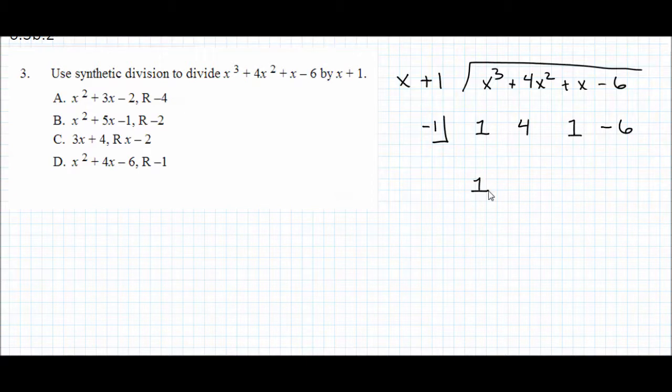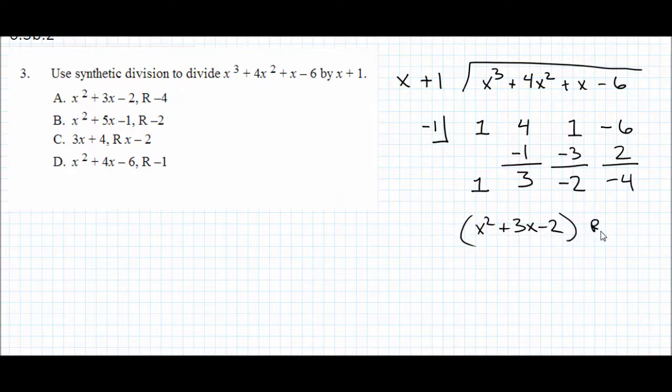So we drop down the first term. Negative 1 times 1 is negative 1. Add those together, it's positive 3. Positive 3 times negative 1 is negative 3. 1 plus negative 3 is negative 2. Negative 1 times negative 2 is a positive 2, so that's negative 4. So let's rewrite it. So it'd be basically x squared plus 3x minus 2 with the remainder of negative 4. So our answer would be A.